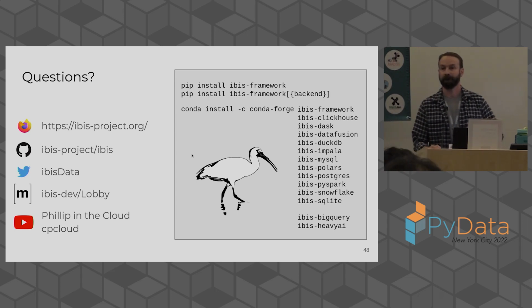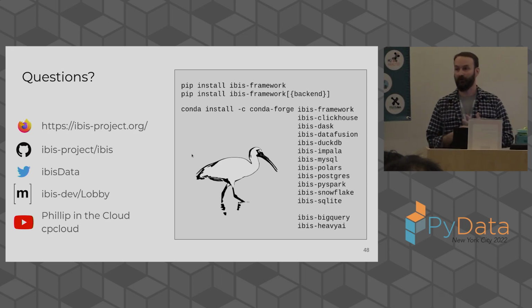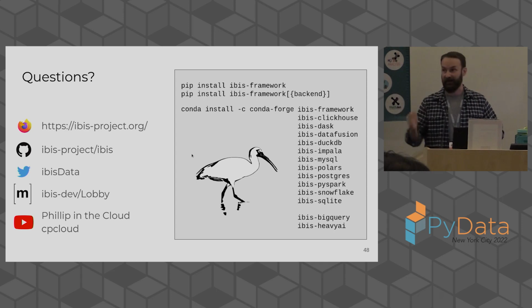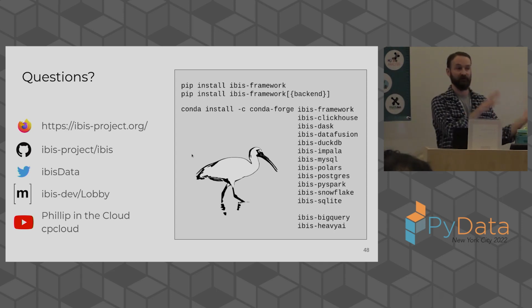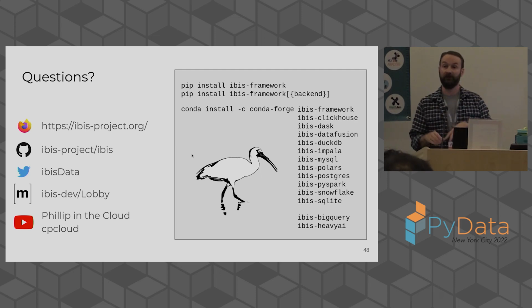For me, the killer feature that would make me actually try to start using this tomorrow would be if there was a way to take an existing SQL query and translate it into Ibis. Totally. How pie in the sky is the idea of taking an existing SQL query and automatically translating it into Ibis Python? We are working on that. It's not pie in the sky. I mean, it sounds crazy, but we're close.